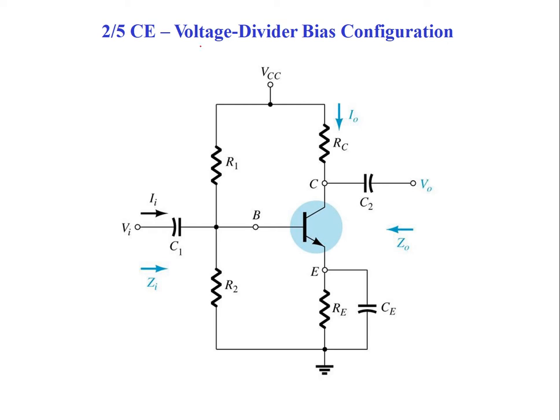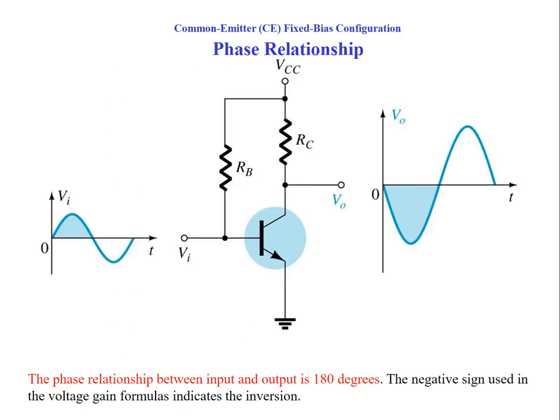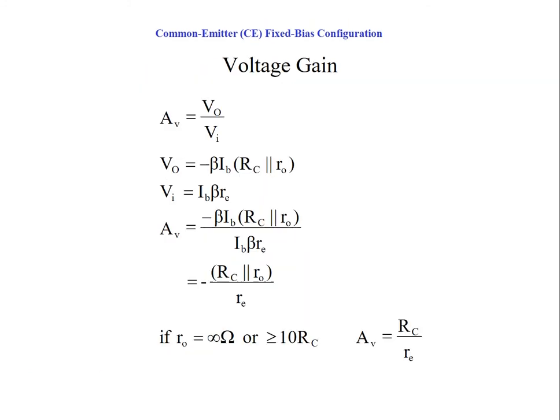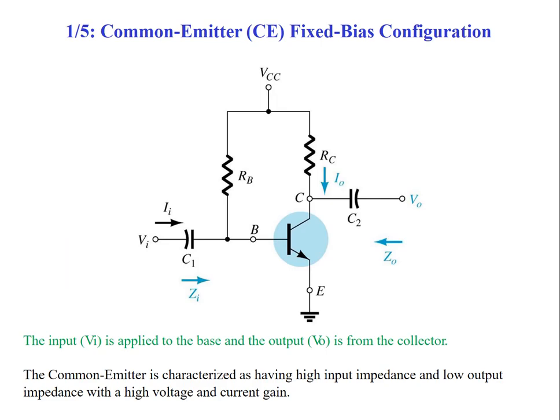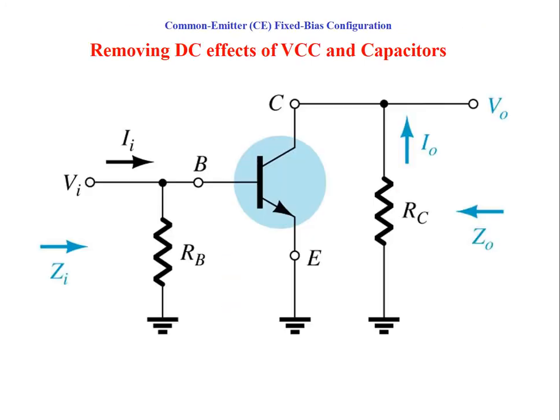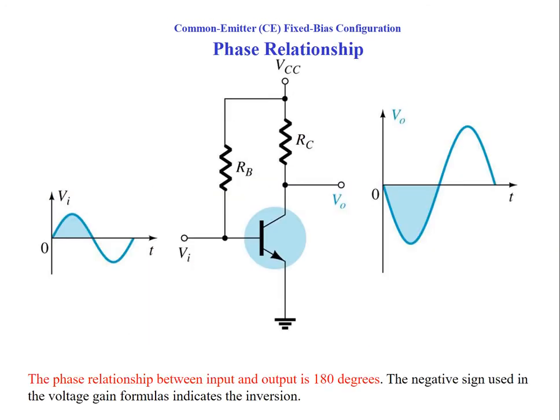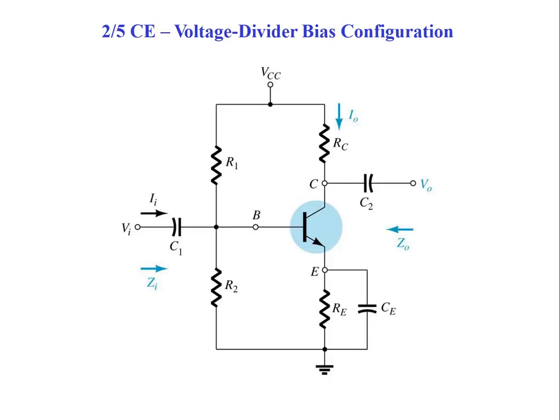So the first one is the voltage divider bias configuration. The last case, if you remember, looked like this one. We had the fixed bias, where we get the bias from VCC. The next case is where we get the voltage divider. There is not much difference between them. So this is the voltage divider configuration.